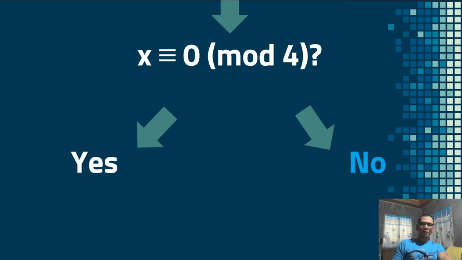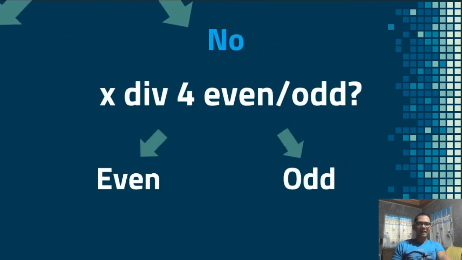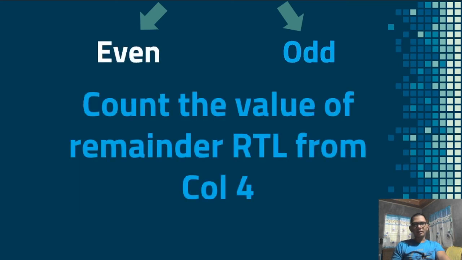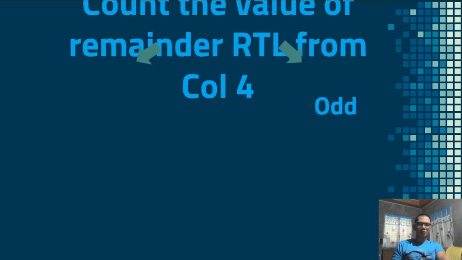If for the first question we have a different answer, that is, there is a remainder when divided by 4, we go to the other side and find the value of that remainder. Then we will identify if the number belongs to a row that goes from left to right or right to left. If the whole number quotient when the number is divided by 4 is even, we count the value of remainder starting from column 2 to the right, inclusive. If it is odd, we count the value of remainder starting from column 4 to the left, inclusive.